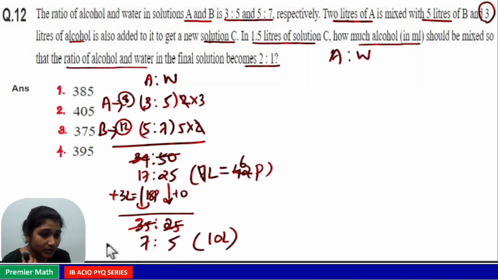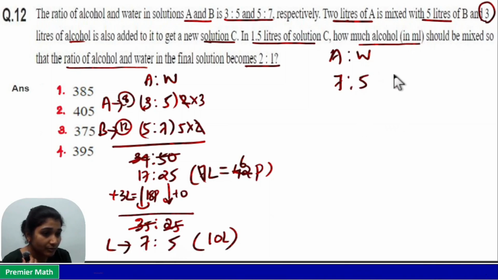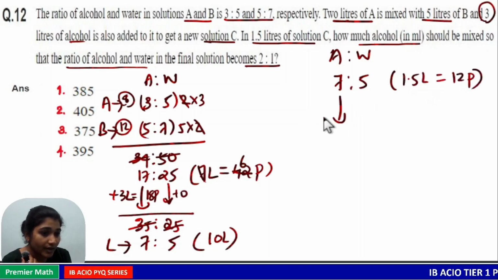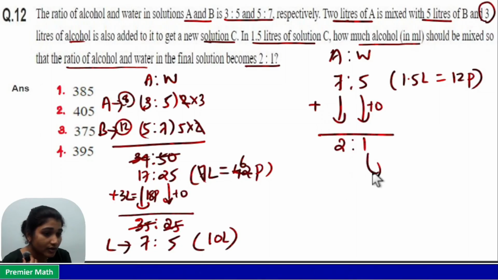1.5 liters of solution C, this is solution C. When you are taking 1.5 liters of solution C, the solution contains 7 is to 5 alcohol and water parts. Even if you take just one drop, that solution will contain 7 is to 5 alcohol and water parts. Now this is 1.5 liters and which is equal to 7 plus 5, 12 parts. Now you are adding some liters of alcohol to it, then the ratio will become 2 is to 1. But here the water content added is 0 parts.